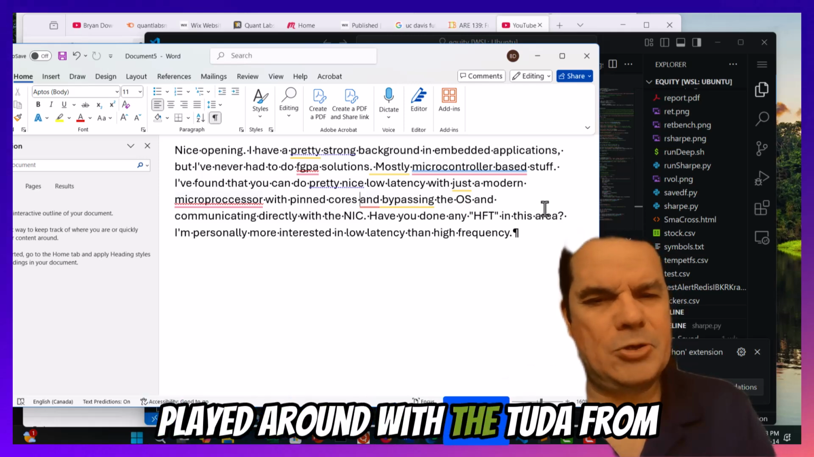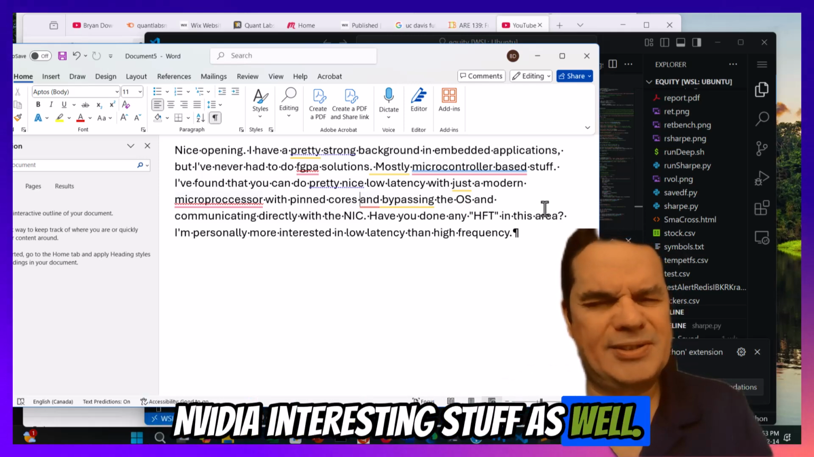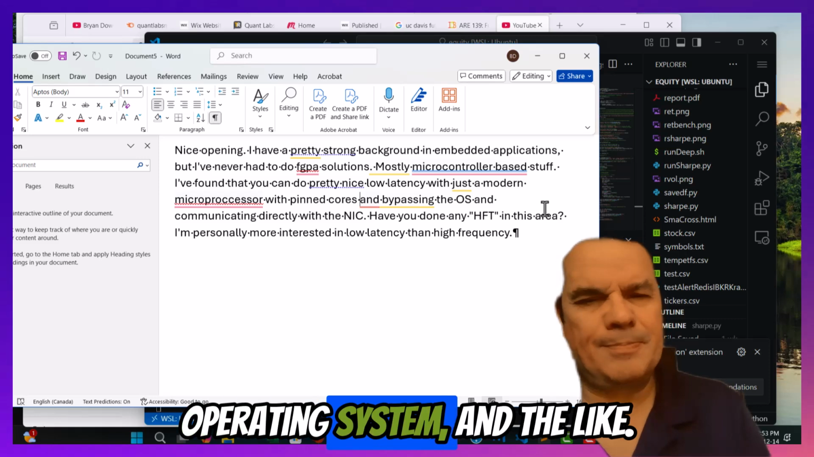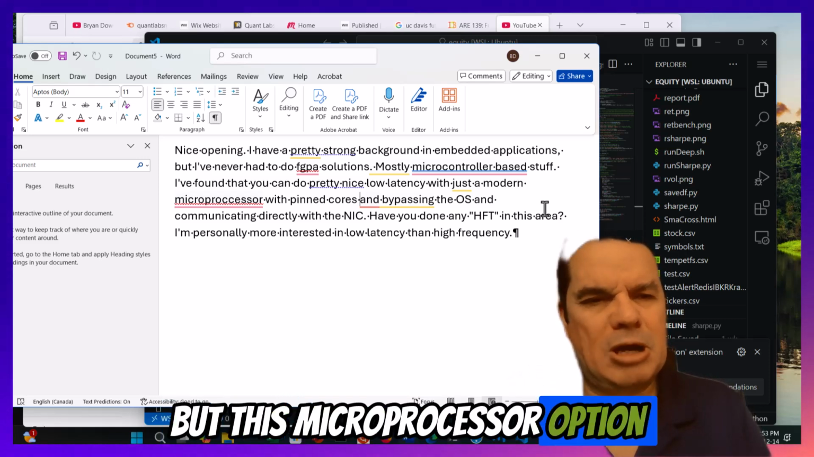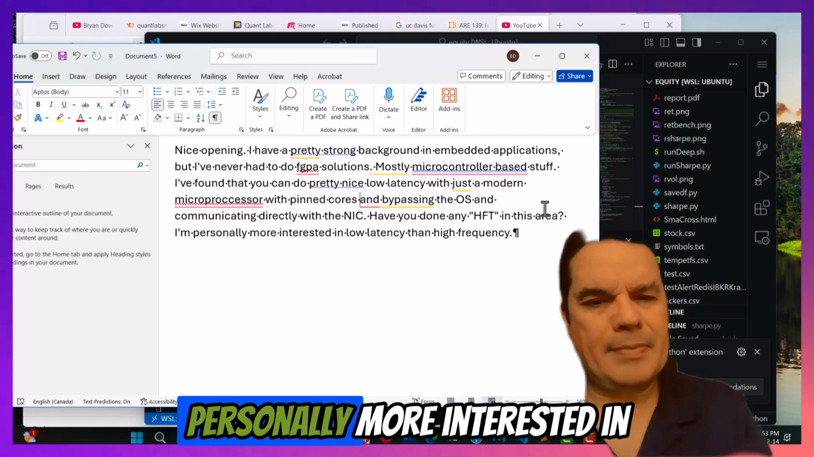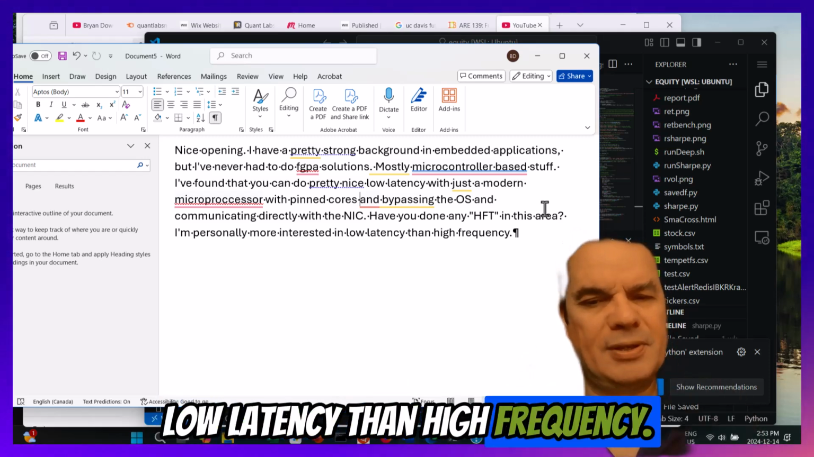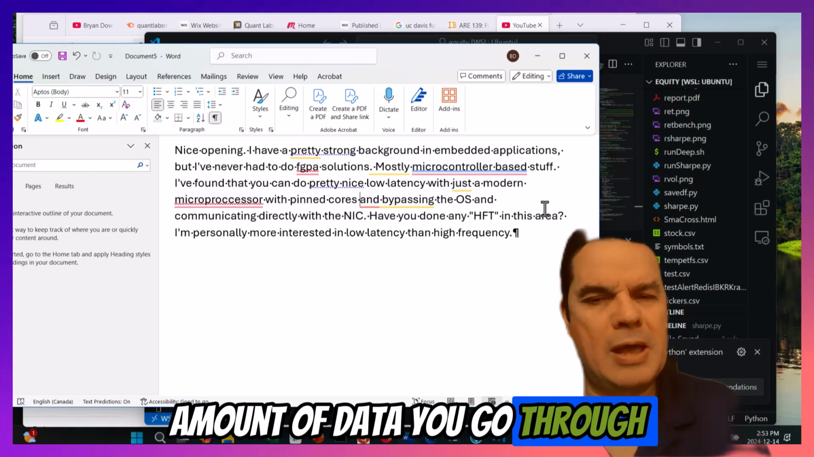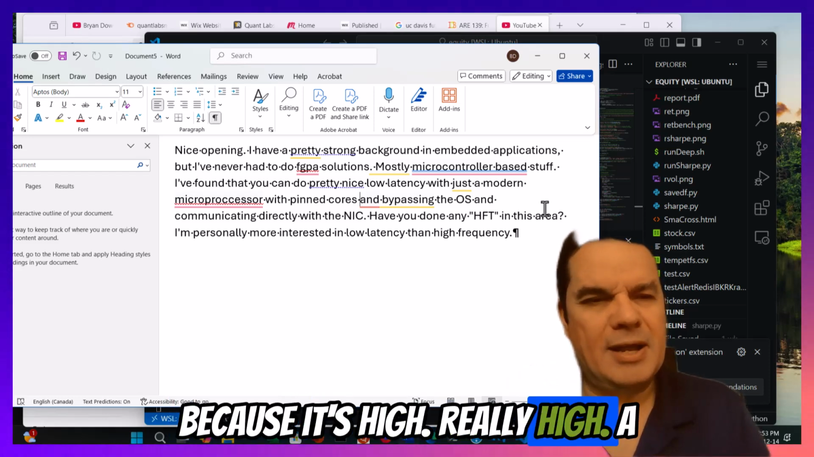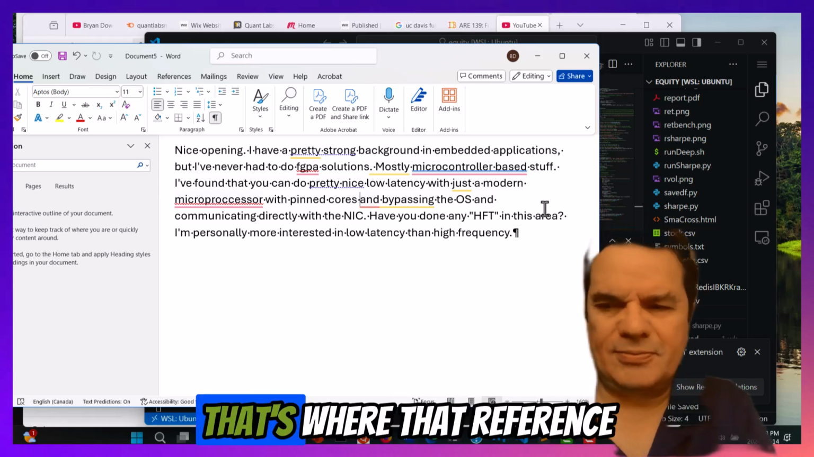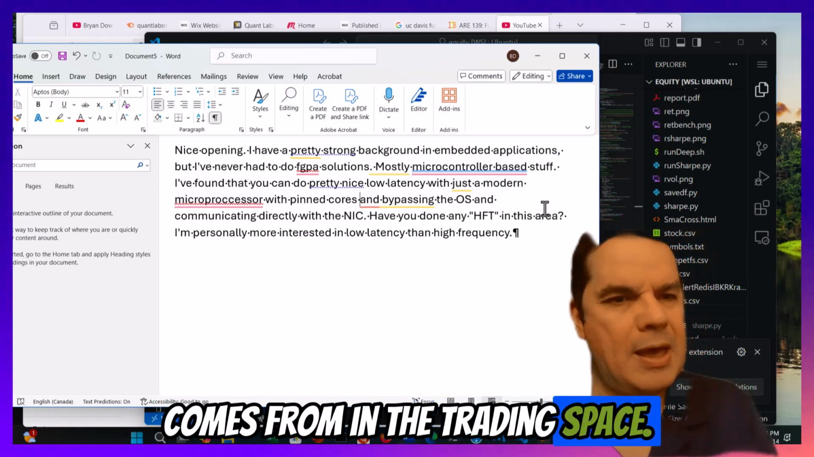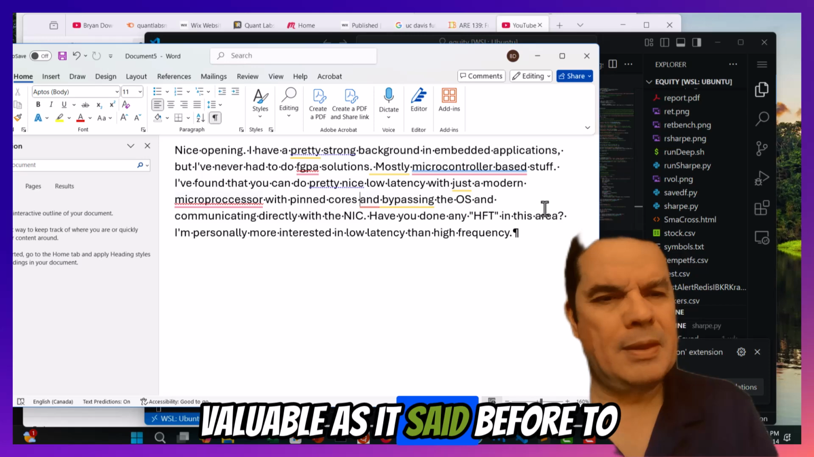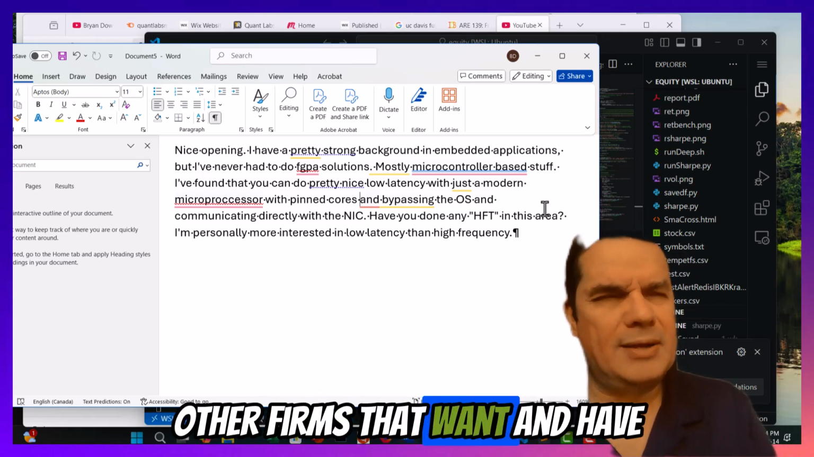I played around with CUDA from NVIDIA, interesting stuff as well. But you're going to have the same problem. You're going to have to go through a board, the operating system, and the like. But this microprocessor option is pretty interesting. I'm personally more interested in low latency than high frequency. High frequency comes from the data, from the sub-second, the amount of data you go through, because it's really high. Milliseconds, microseconds, that's where that reference comes from in the trading space. Having this kind of knowledge can make you very valuable, as I said before, to other firms that have an interest in this.